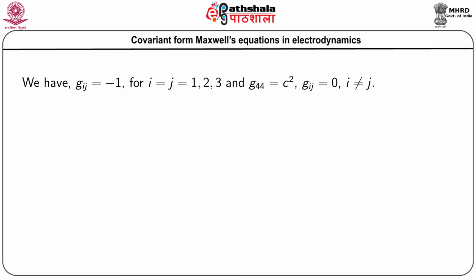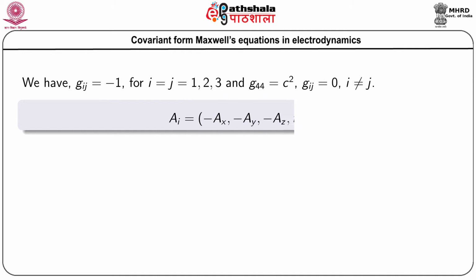That means we have g_ij equals minus 1 for i equals j equals 1 to 3, and g_44 equals c square, and otherwise, when i is not equal to j, g_ij is equal to 0. So A_i has the components minus A_x, minus A_y, minus A_z and phi.